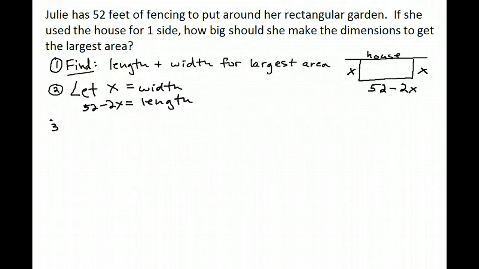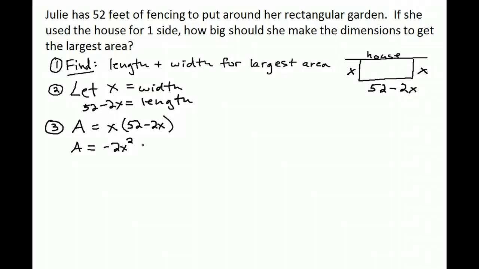So now I need my equation. I know that the area is length times width, so I'm going to use A equals x times 52 minus 2x. Alright, that's my area function. So if I simplify that, multiply through, I'm going to get 52x minus 2x squared. So I'm going to put the minus 2x squared first, and then plus the 52x.